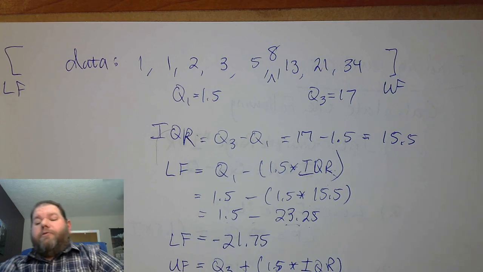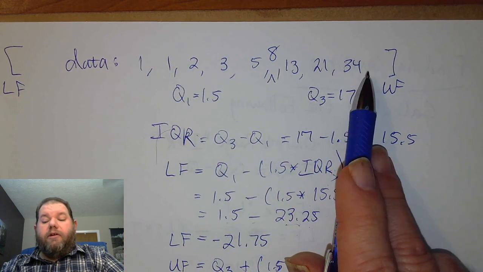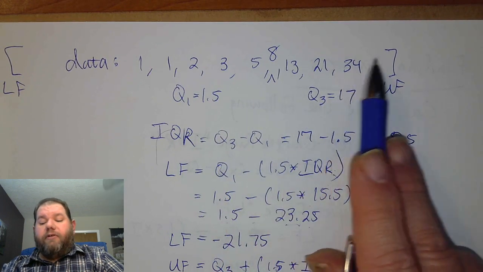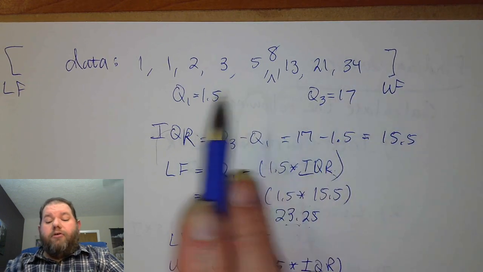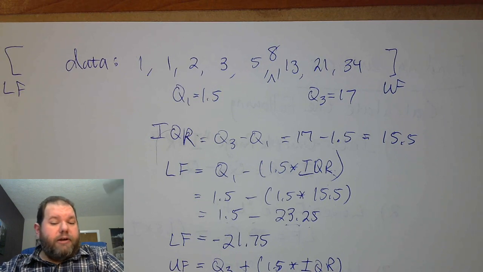So a data value, which would be any one of these 9 values that we have, can only be an outlier if it is higher than the upper fence or lower than the lower fence. All of our data is nicely between those two numbers, so there are no outliers.